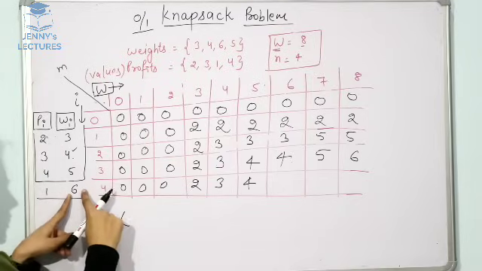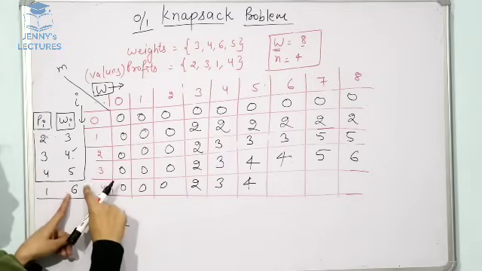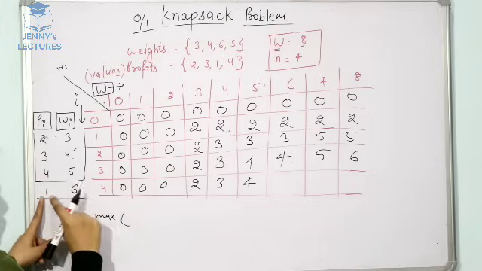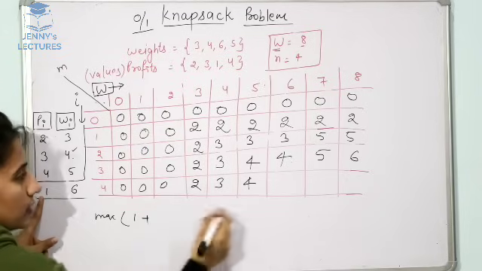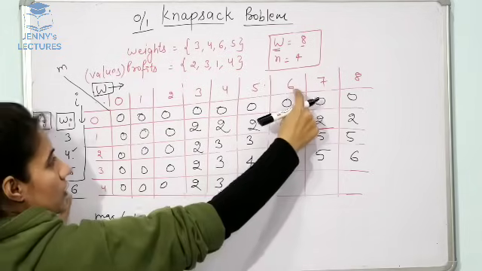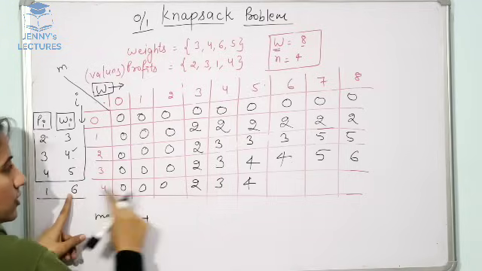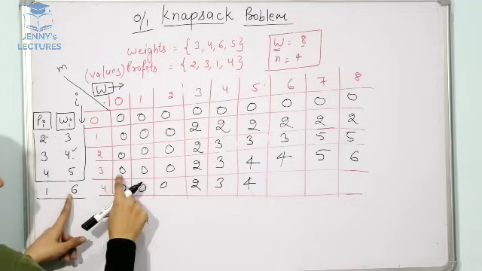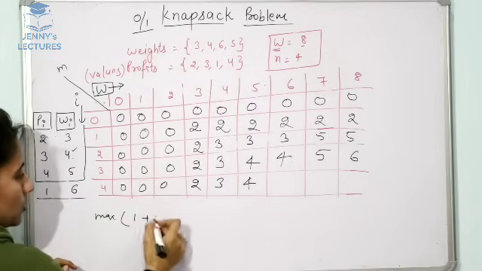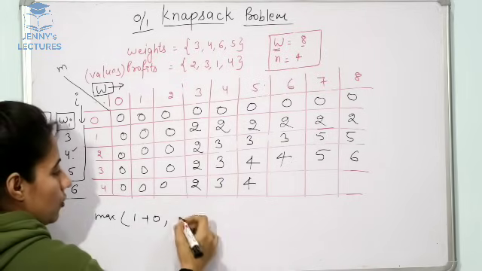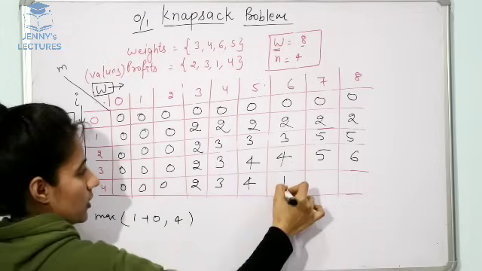If we select this 6, suppose we have selected this one 6, then the profit is 1, plus, now remaining weight is, total weight is 6, 6 minus 6, 0. Go to the upper row. Here what we have? In the 0th column having weight 0, profit is 0. 1 plus 0. In the upper row what we have? 4. Out of 1 and 4, which one is maximum?